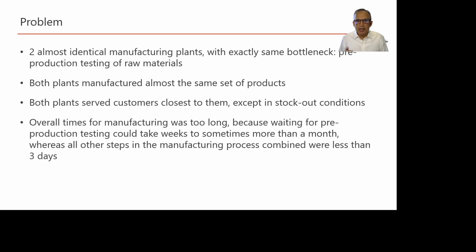Now that we have some understanding of the theory, let us see how we can solve this problem that I encountered a few years ago. So we had two almost identical manufacturing plants with exactly the same bottleneck, which is pre-production testing of raw materials. Both plants manufactured almost the same set of products. Both plants served customers closest to them, except in stockout situations. And the problem was the overall manufacturing time was too long because waiting for pre-production testing could take weeks, sometimes more than a month, whereas all other steps in the manufacturing process combined were less than 3 days.